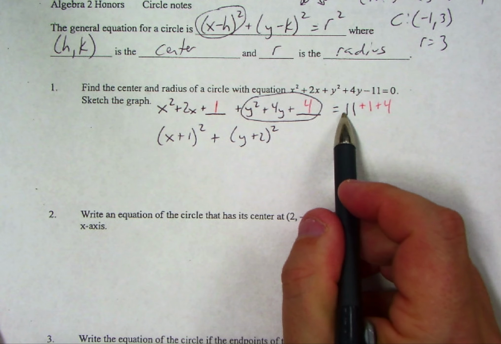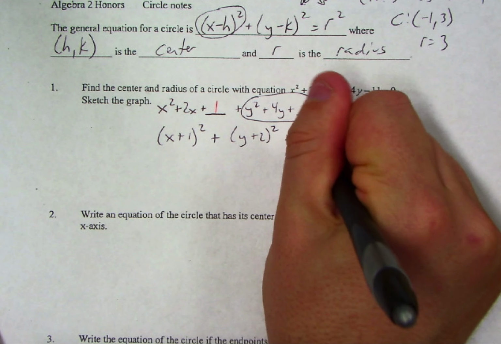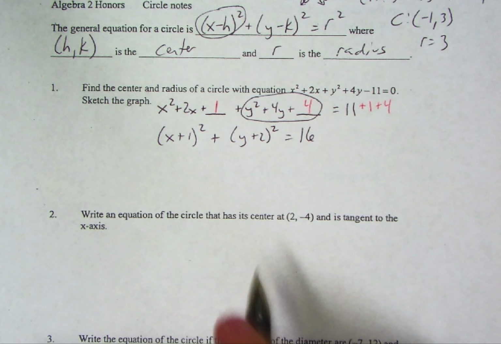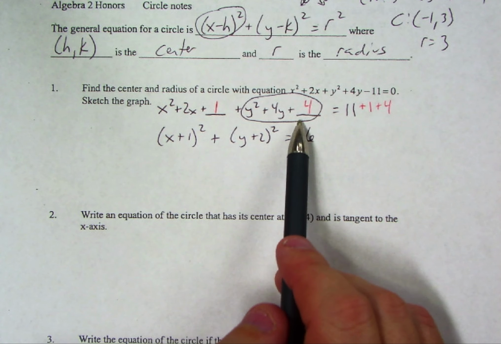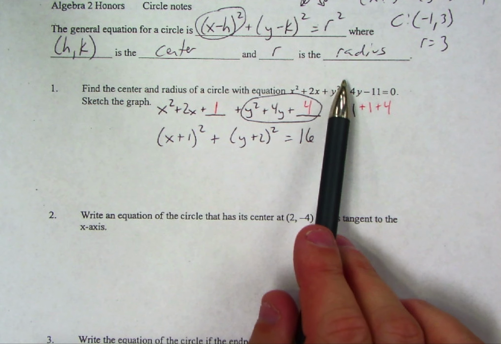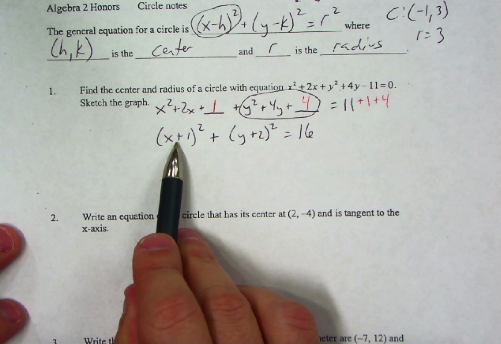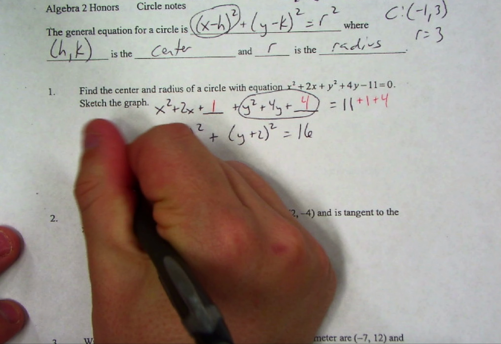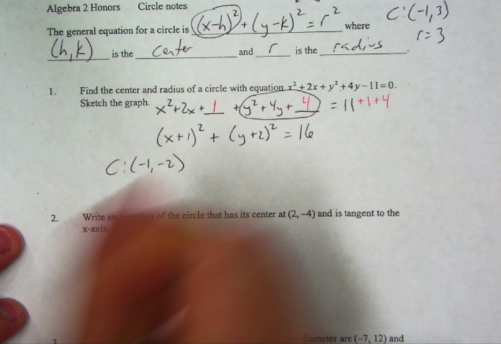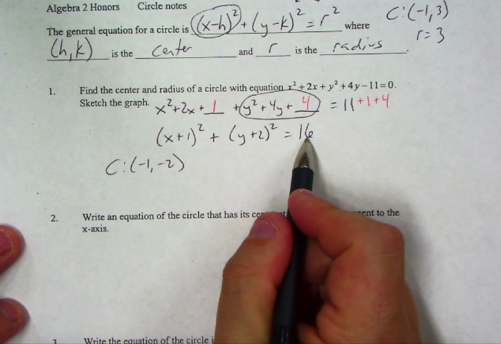Now on the right side, I just add all that stuff together, and I get 16. So through completing the square twice with the x group and the y group, I've now transformed this gross-looking equation into the circle equation. Then it says sketch the graph. So the center would be at -1, -2. And the radius would be 4.